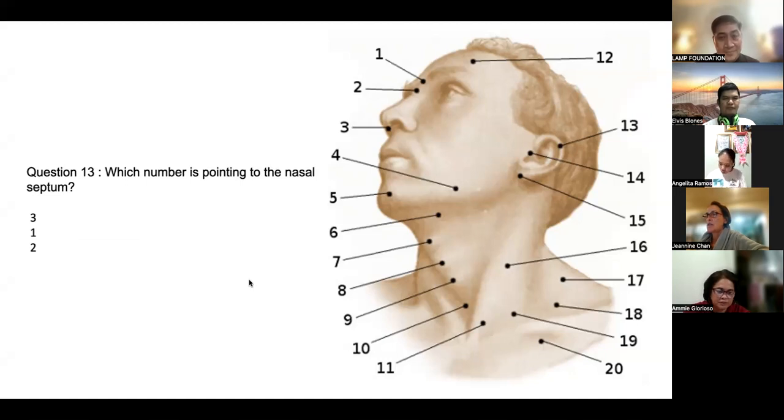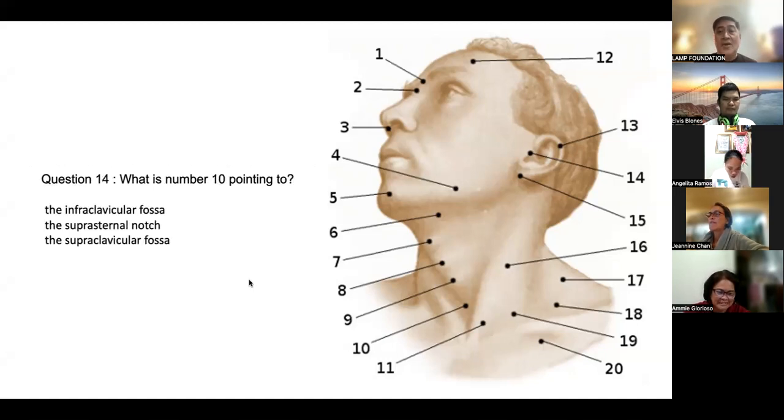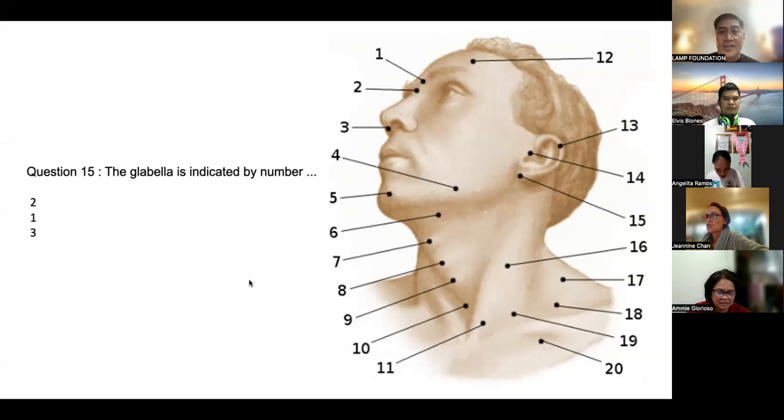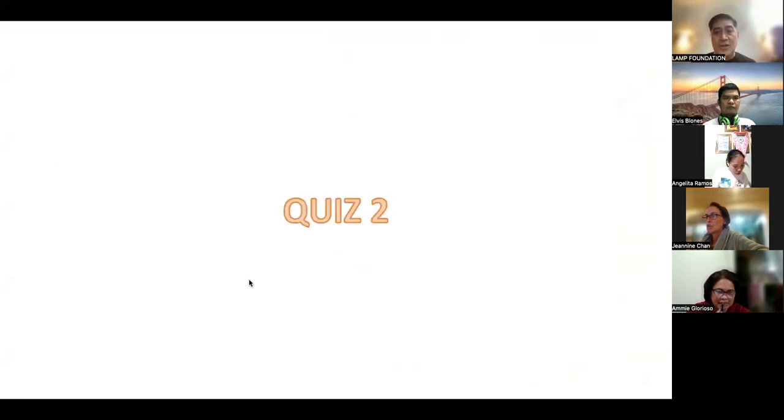Which number is pointing to the nasal septum? Number 3. Okay. What is number 10 pointing to? Suprasternal notch. Okay. Glabella is indicated by number what? Number 1. Congratulations po, Ma'am Ami. We welcome any donation. The more, the better.